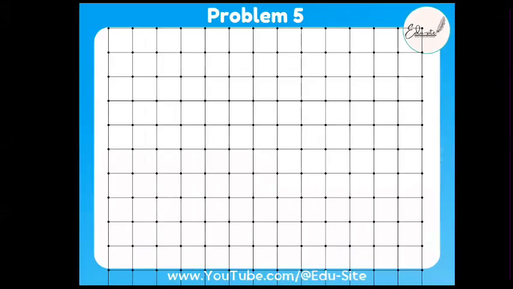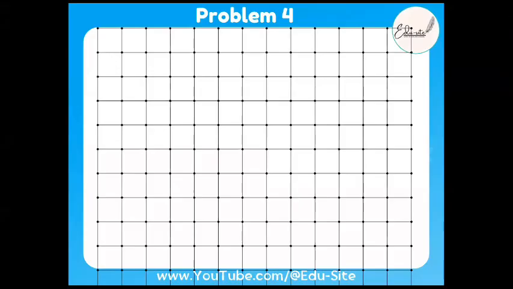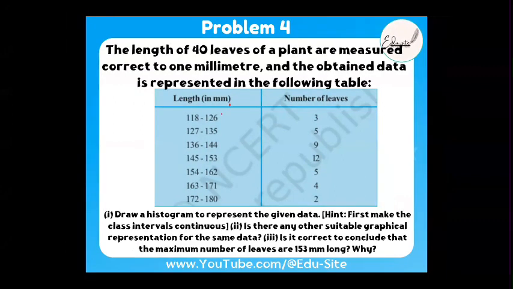Let's talk about discontinuous class intervals. This one is for the histograms for you. This is problem number 4, and you just have to write this table, these two columns, that's all. 118 to 126, 127 to 135. Please write all of these down. Do you have to create one more column in this? Please tell me.